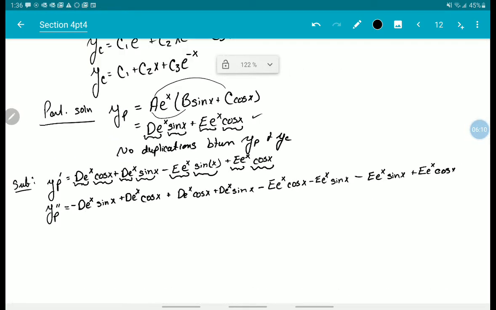Now I'm going to see if anything cancels here. We have d e to the x sine of x cancels. And we have e e to the x cosine of x cancels. So we are left with 2d e to the x cosine of x. When we put these together, minus 2e times e to the x sine of x.